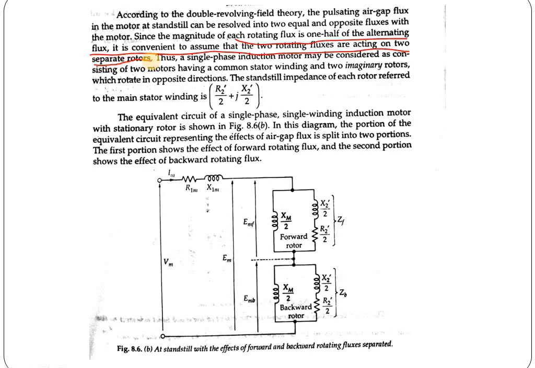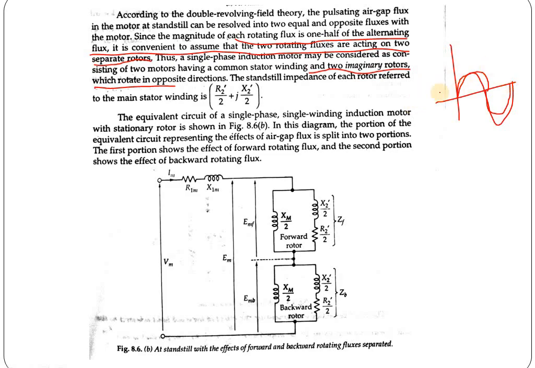According to double revolving field theory, which we have already discussed in my previous lecture, the single phase induction motor is considered as consisting of two motors having a stator winding with two imaginary rotors which rotate in opposite directions. We are imagining that two opposite fields are rotating because our supply is sinusoidal in nature, and for the first half it is rotating in one direction and for the second half it is rotating in the other direction.